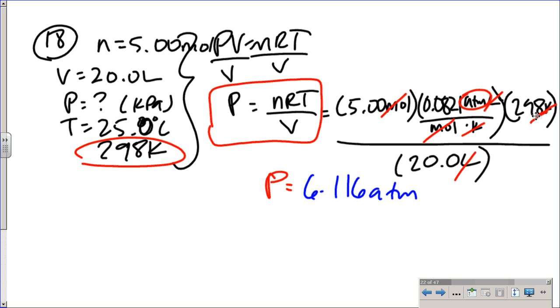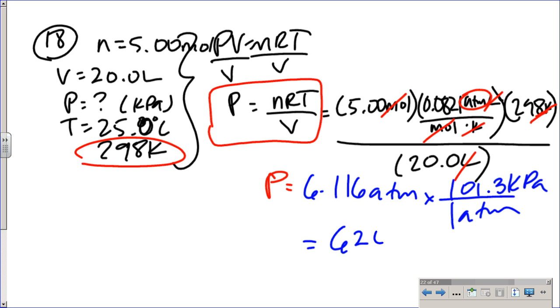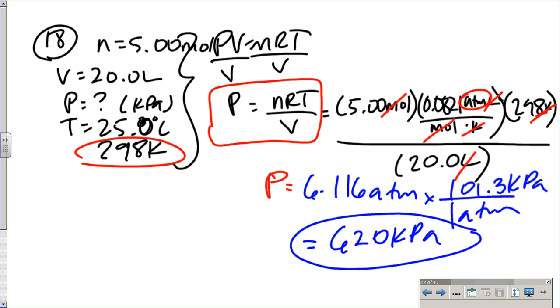How would you convert to kilopascals? Yes, 101.3 kilopascals for every 1 atmosphere. So basically, you're taking 6.116 times 101.3, which rounds to 620 kilopascals. That's our final answer. All right, we'll do the next one together.